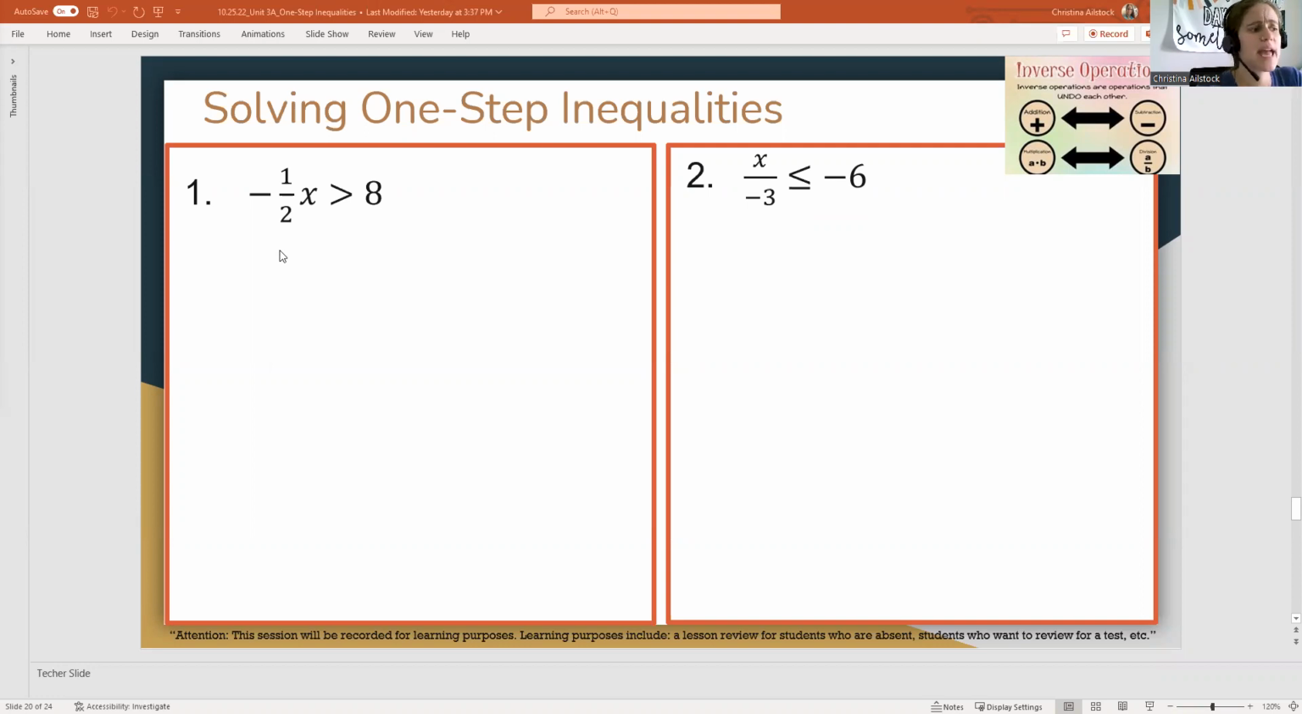This first example, we have -1/2 x is greater than 8. So draw your line to separate the two sides, and I can see that the x is on the left, and I need to get that x by itself, but currently what's in the way is it's being multiplied by a -1/2. How do we undo those fractions? By taking the reciprocal. So it's currently being multiplied by a -1/2. So to undo that, to do the inverse, we're going to multiply by the reciprocal, meaning we're going to multiply by -2/1.